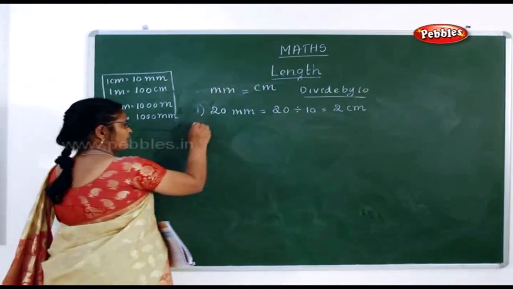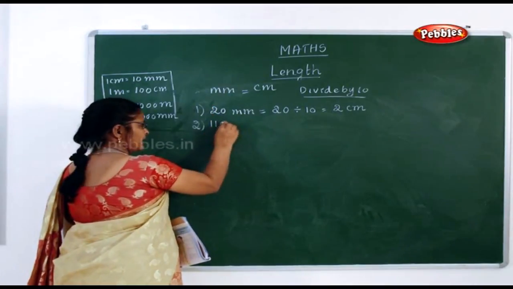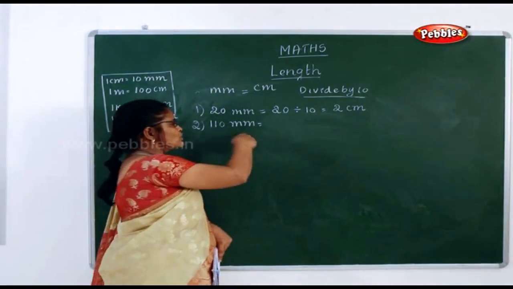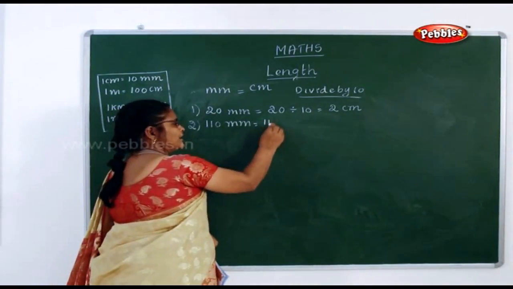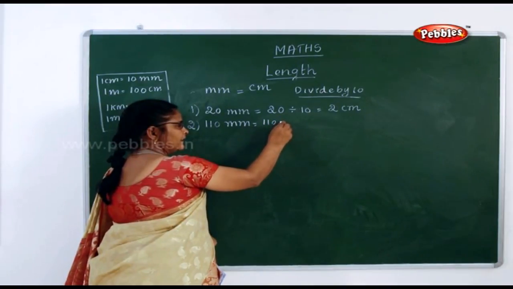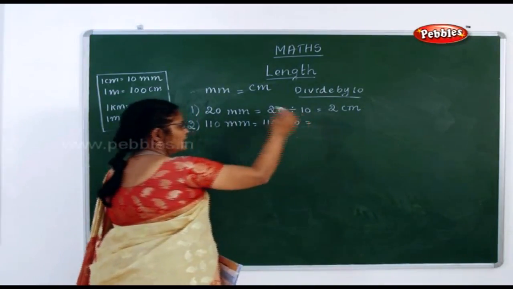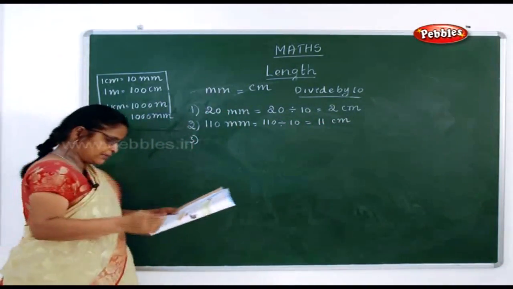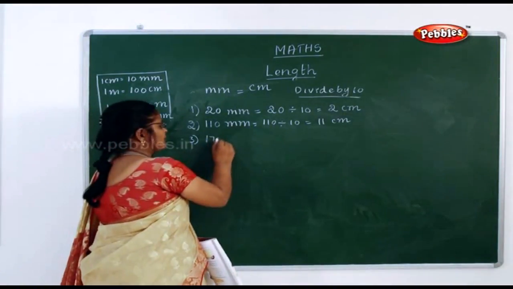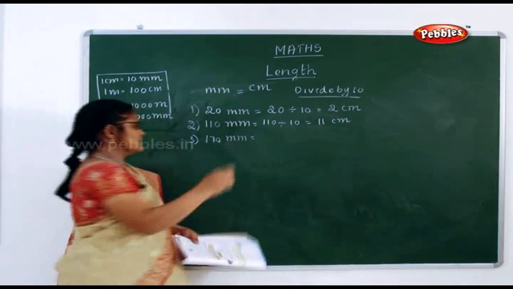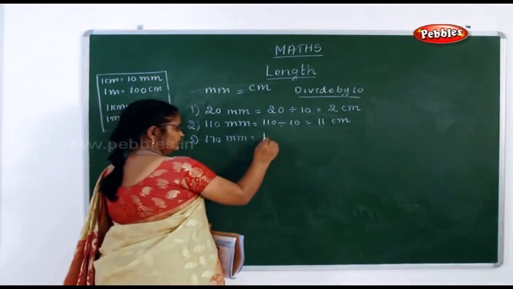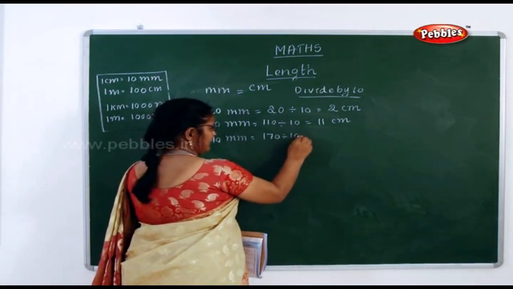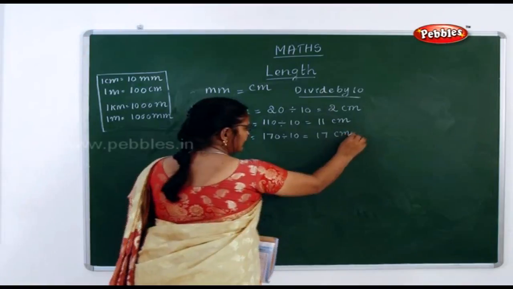Now what is the next sum they have given? It is 110 millimeter. Now how will you do this 110 millimeter? Same way. 110 into or divided? It is divided by 10. Now what is the answer? It is 11 centimeter. Now what is the third sum they have given? 170 millimeter. Same way, 170 divided or multiplied? Divided by 10 is equal to 17 centimeter.